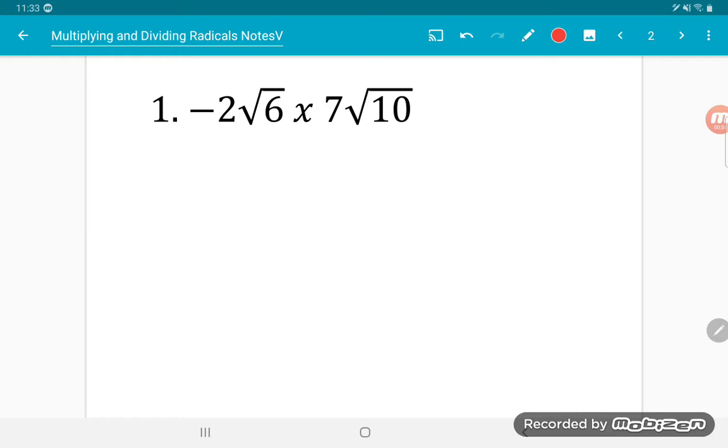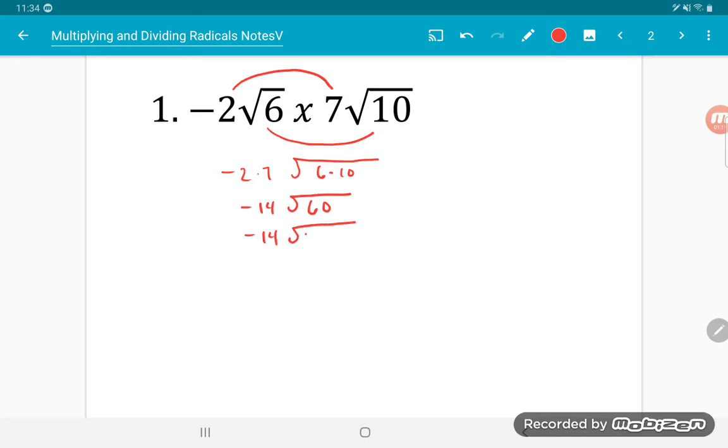Example 1, -2 radical 6, we're going to multiply that by 7 radical 10. So I'm going to draw some curved lines, and I'm going to pair the coefficient with the coefficient and the radical with the radical. So I'm going to take -2 and multiply it by 7. Under my radical, I have the square root of 6 times 10. So I have -14 times that radical 60.